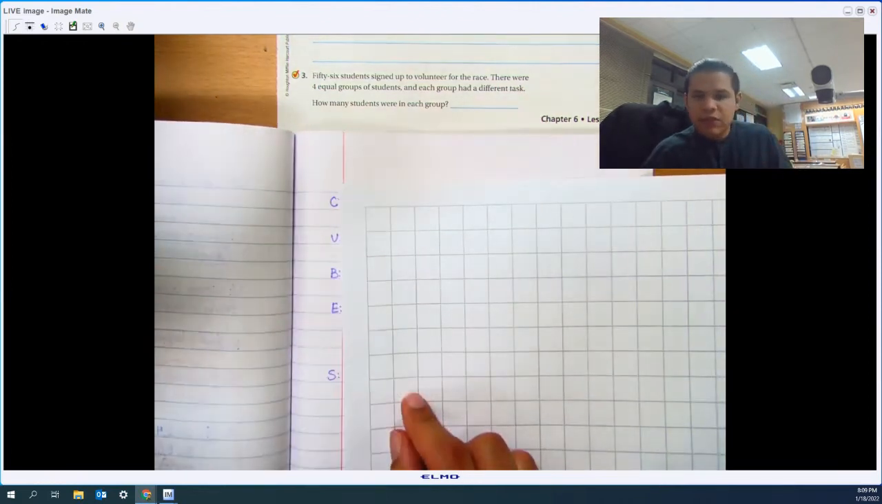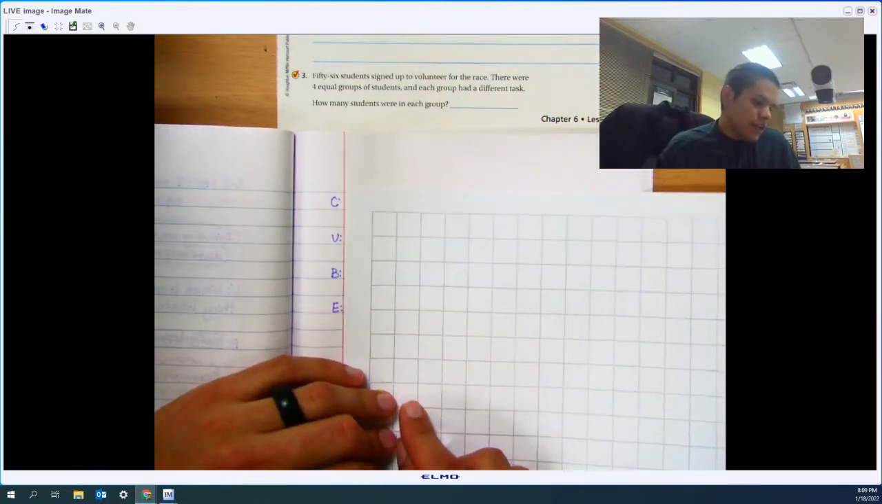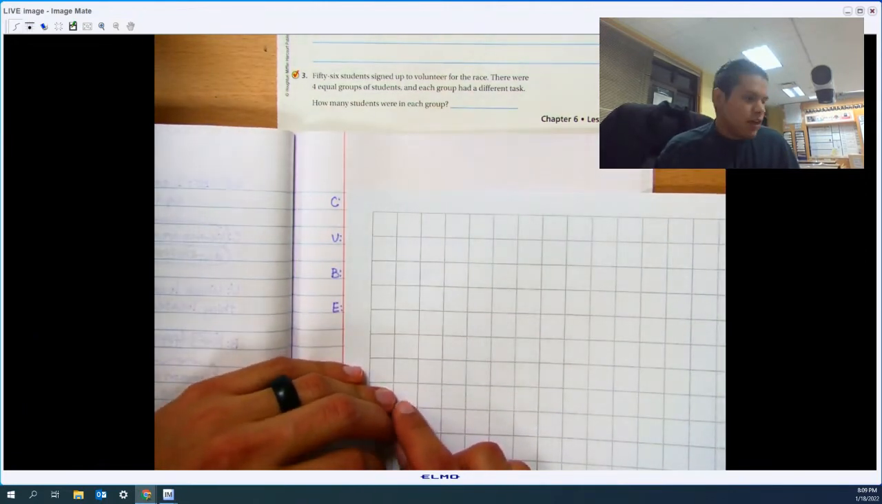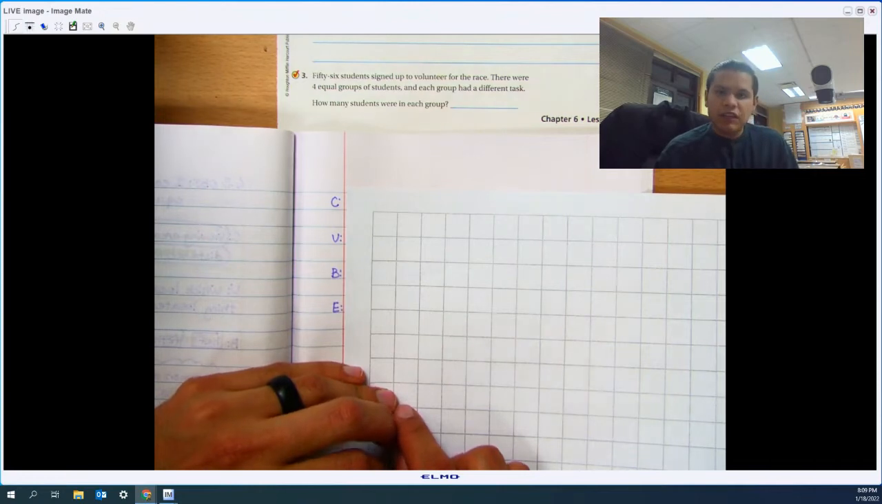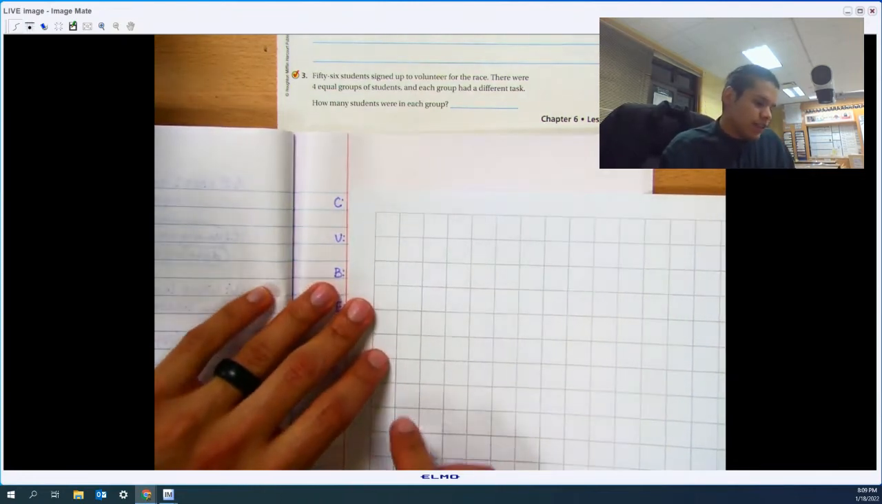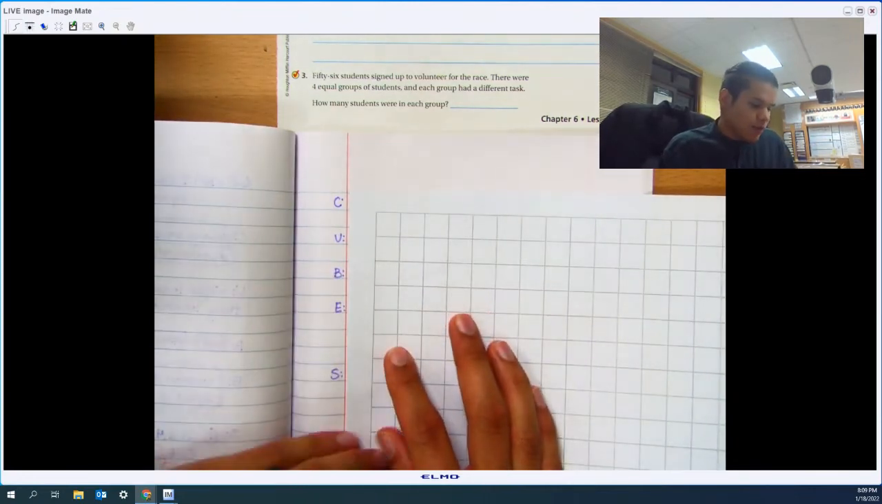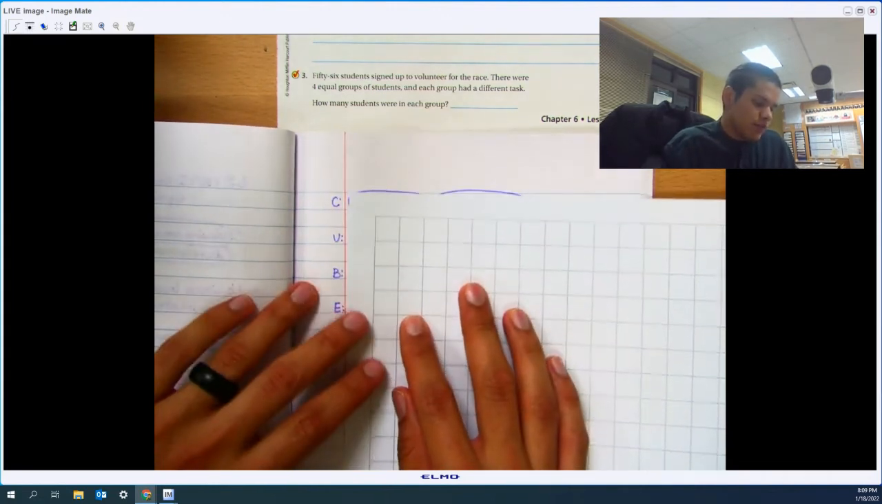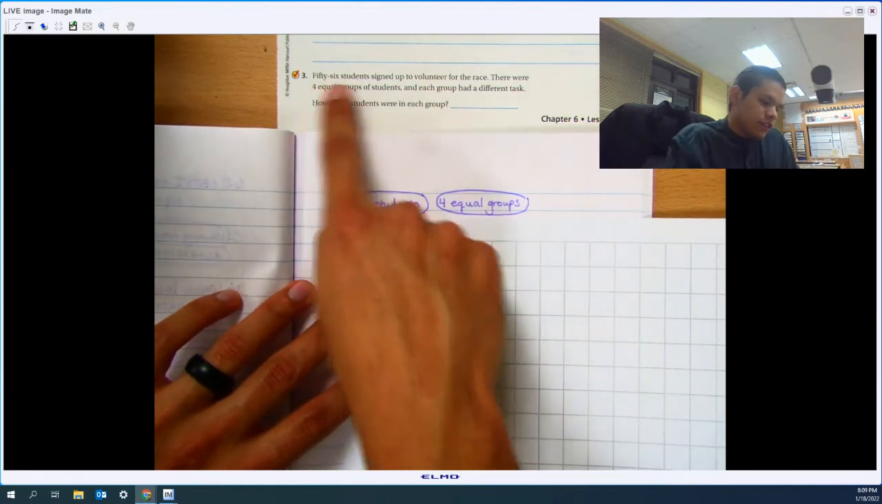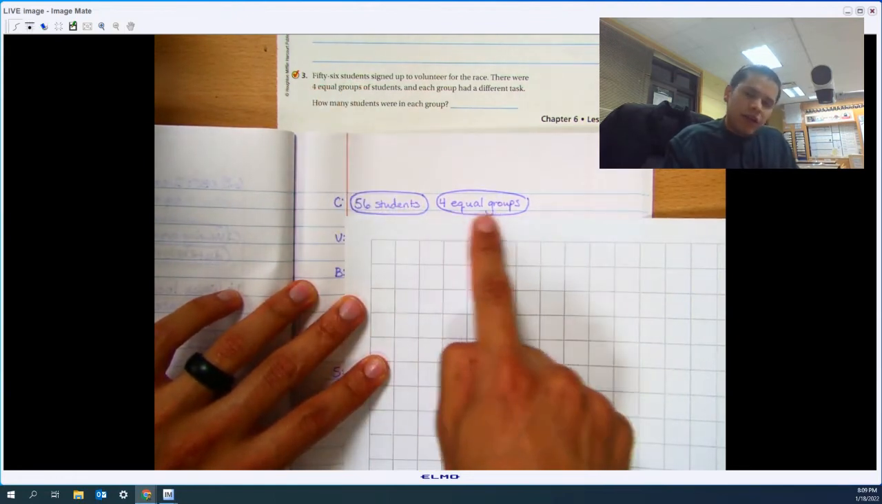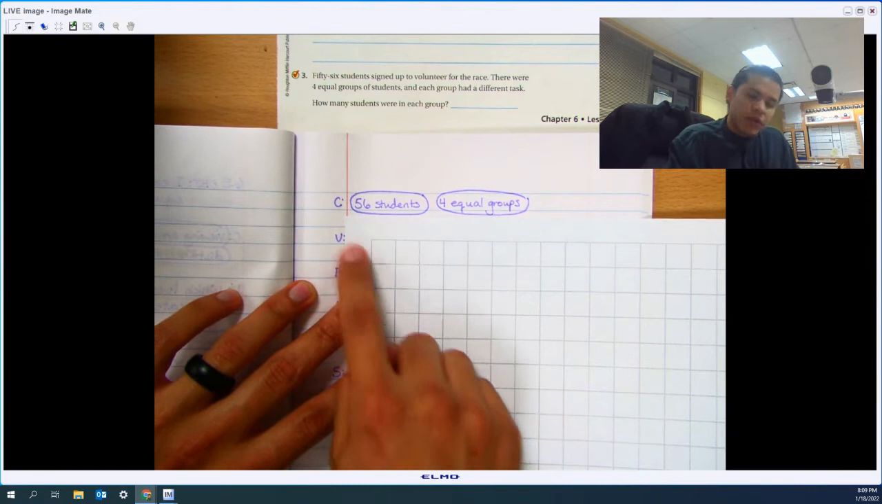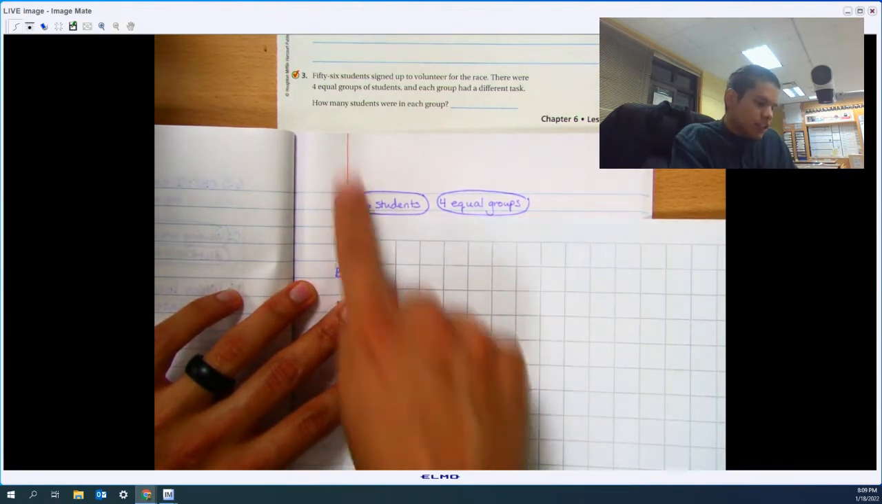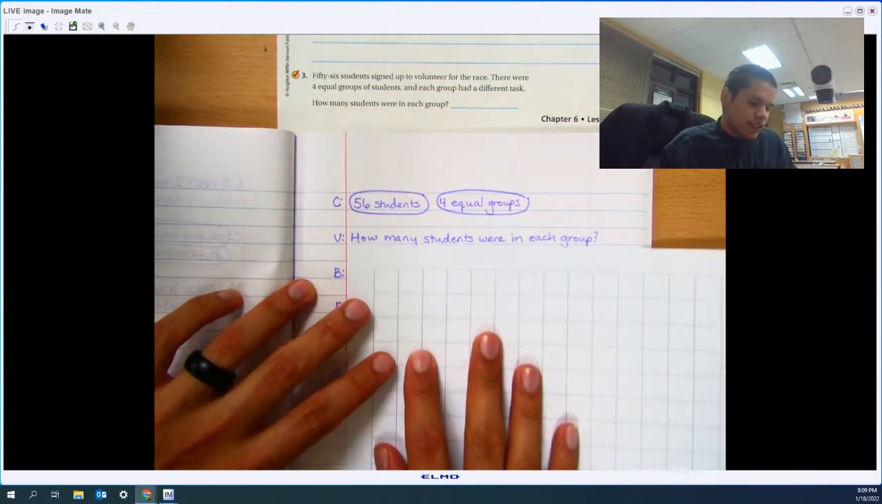All right, so we've got some students who are going to be used as some amazing helpers for Keisha's race. They're volunteering to help with the race. So anytime we see a word problem, we use cubes. We're going to circle all of the important numbers. I found 56 students, and I found 4 equal groups. Next, we underline the question. The question is, how many students were in each group?